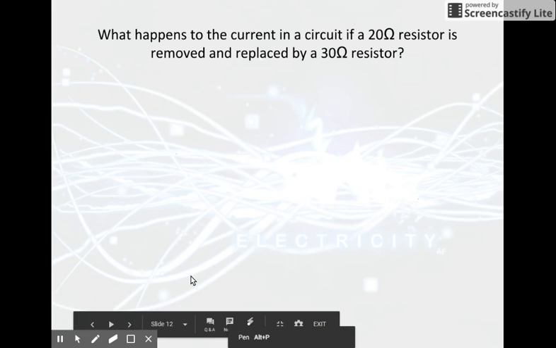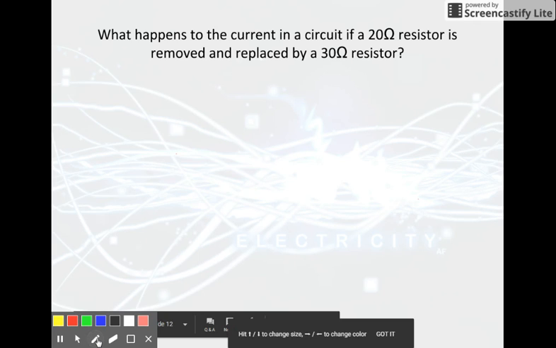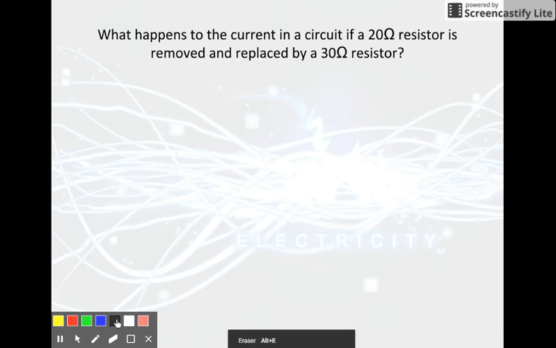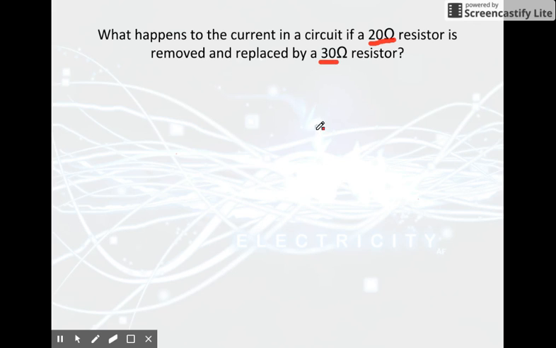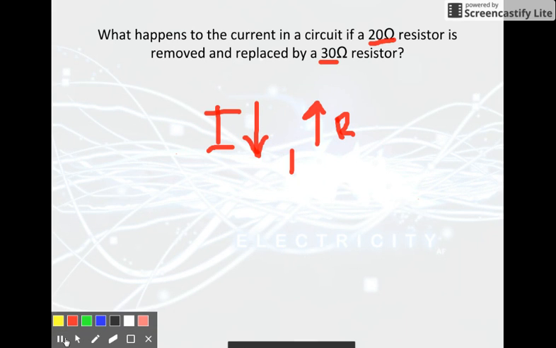Okay, let's try this example. What happens to the current in a circuit if a 20 ohm resistor is removed and replaced by a 30 ohm resistor? If we're going from 20 to 30, we're increasing our resistance. Remember, current and resistance are the opposite, or inverse. So that means our current should decrease. It should get slower.